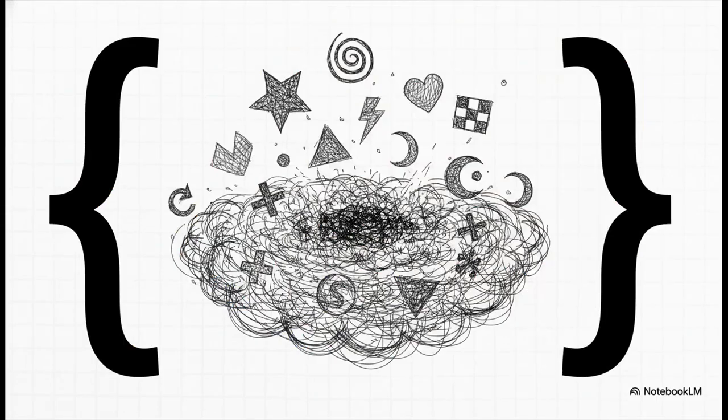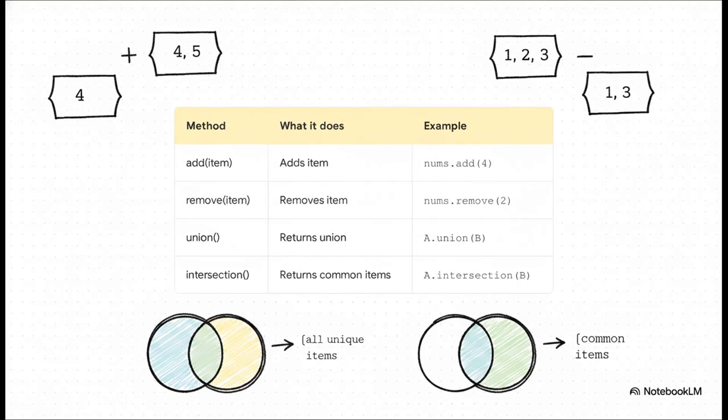Visually, you can spot a set immediately because it uses curly braces. So when you see nums equals 1, 2, 3 wrapped in those curly braces, you instantly know you're dealing with an unordered pool of unique items. Because there's no index, we obviously can't use methods that rely on position. Instead, we manipulate the items directly. You can simply add an item or remove an item.